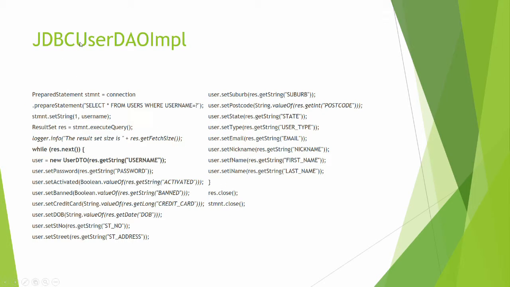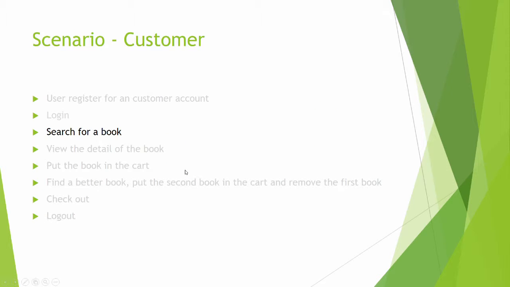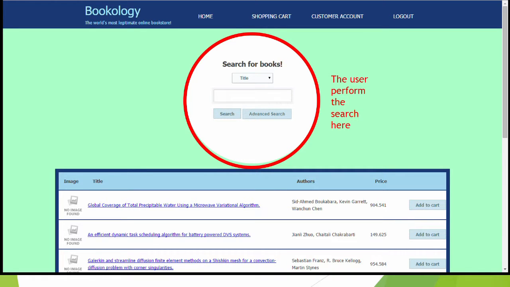Inside the JDBC user DAO implementation, this is the underlying algorithm: select star from users where username equals question mark. Now let's look at the customer when he is searching for a book. After the user logs in, the user can perform the search function here.